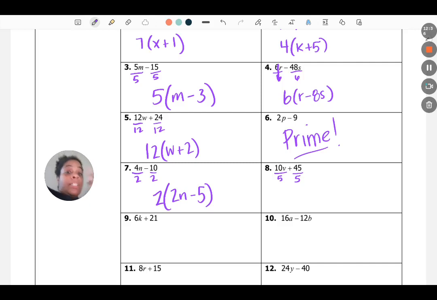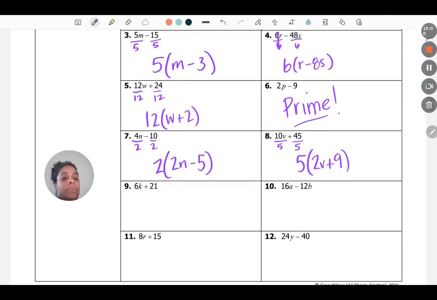All right, so 5 is our greatest common factor. 5 can go into 10 and 45. So 5 will become our factor number. And 10 divided by 5 is 2. So we have 2v plus, and then 45 divided by 5 is 9. All right, and again, if you want to double check, you can always distribute.